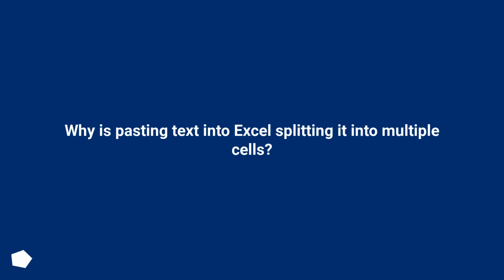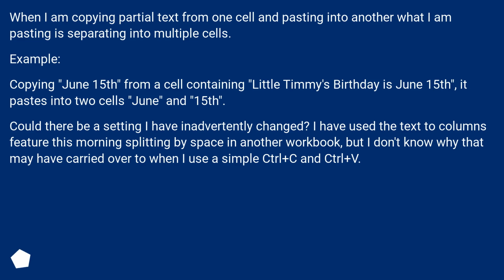Why is pasting text into Excel splitting it into multiple cells? When I am copying partial text from one cell and pasting into another, what I am pasting is separating into multiple cells. Example: copying June 15th from a cell containing "Little Timmy's birthday is June 15th." It pastes into two cells, June and 15th. Could there be a setting I have inadvertently changed?